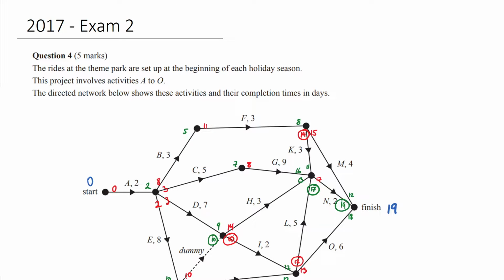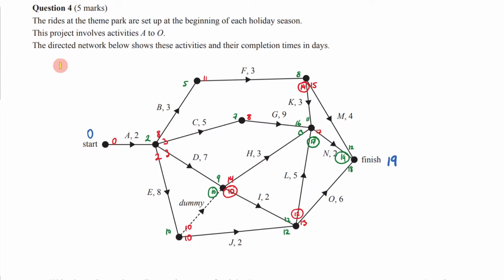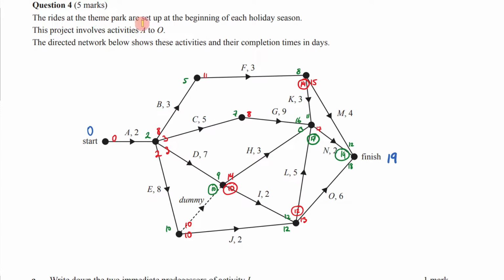All right, so let's work through this past exam question. It's taken from 2017, exam 2, question 4. It says, the rides at the theme park are set up at the beginning of each holiday season. The project involves activities A to O. The directed network below shows these activities and their completion times in days.